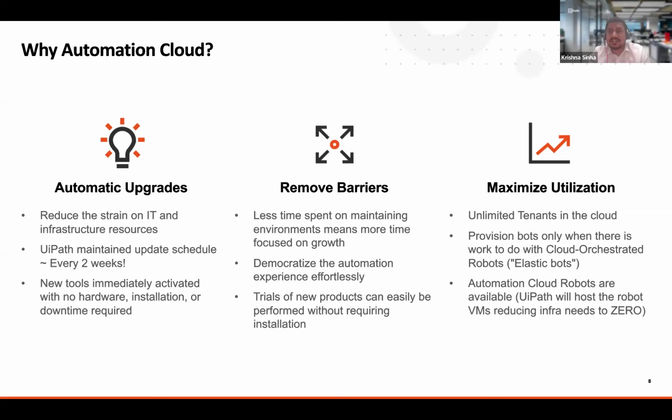So it maximizes the utilization. Unlimited tenants in the cloud are available for enterprise customers, and for provisioning bots only when there is work to do in the cloud orchestrator, robots like elastic bots are there. So you just need to turn it on for that time, and it will create an elastic bot for you, and it will perform your task and just shut down. So it will help you in savings.